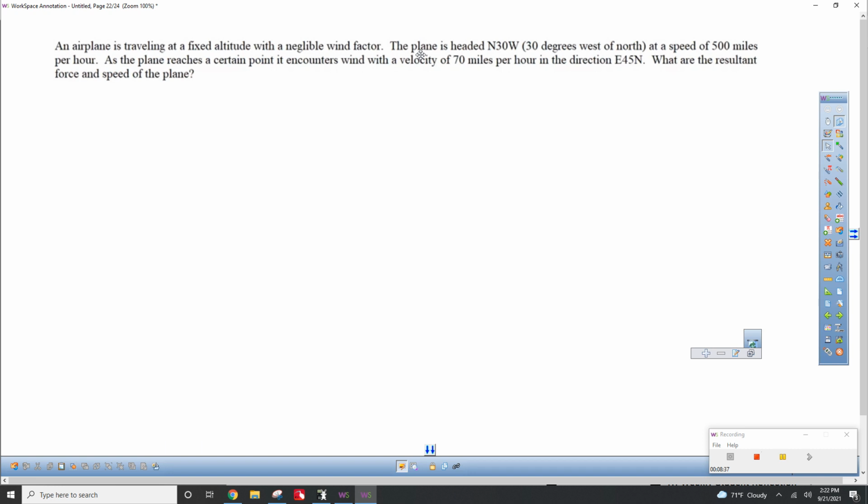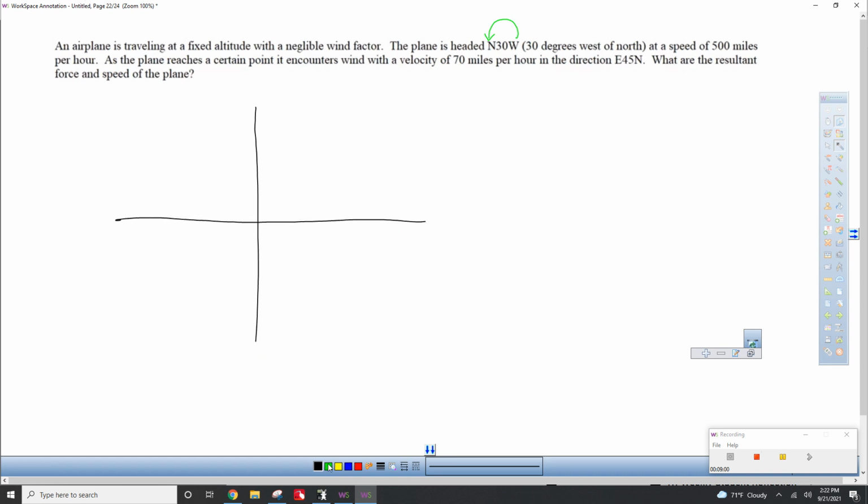Alright, here we go. Now this is like a total homework problem, or a quiz problem if you're more into that. So an airplane is traveling at a fixed altitude with a negligible wind factor. The plane is headed, now you're going to screw this up, 30 degrees west of north. So let's put that on our axis right away. Well, where's north? It's here. And where's west? It's here.